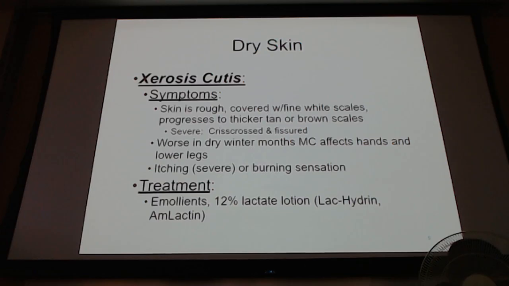Xerosis cutis. Symptoms: skin is rough, covered with fine white scales, progresses to thicker tan or brown scales. Okay? If it's severe, then you can get that crisscross and fissure. We know that fissure is that vertical lesion, a special lesion that could be happening if it is severe dry skin. Worse in dry winter months. Most commonly affects hands and lower legs. They'll have that itching and burning sensation.